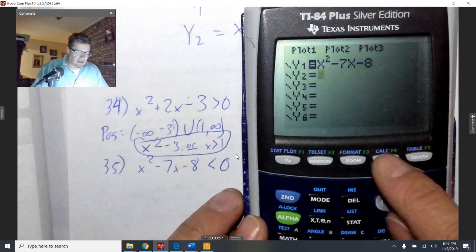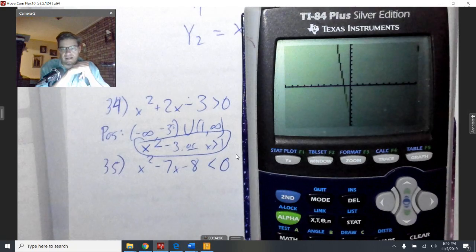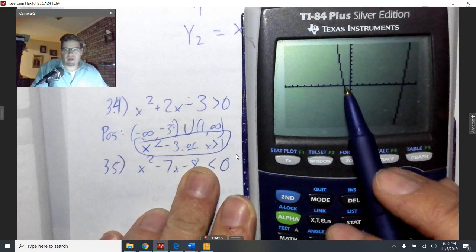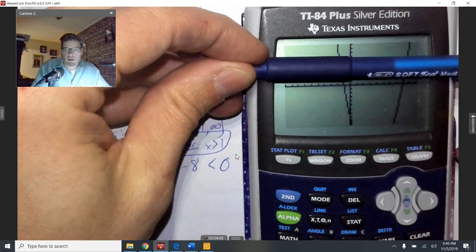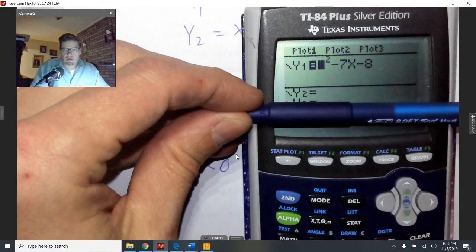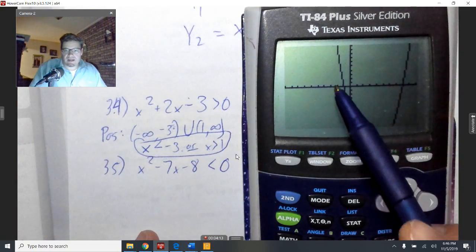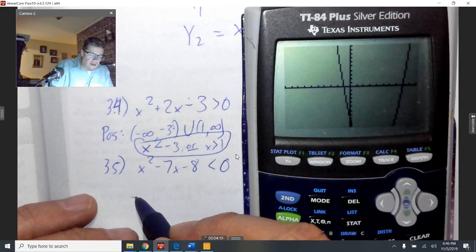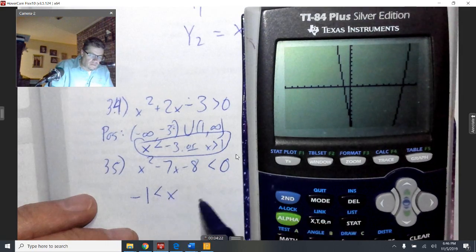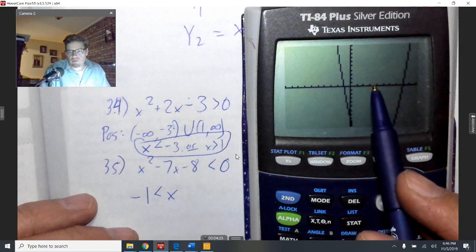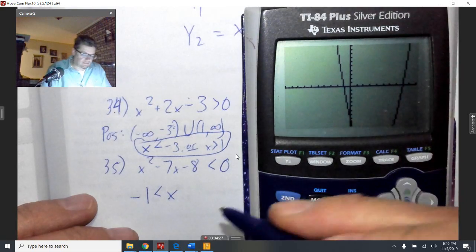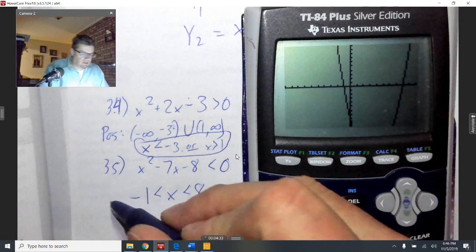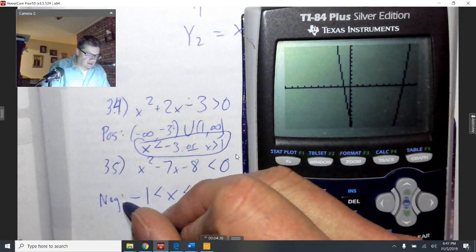All right, so it looks like I'm going to do a zoom standard, and let's see if my graph fits on here. Okay, perfect. So it looks like I'm looking for everything negative, and that's everything below the x-axis this way. Okay, graph. I notice that it's between these two places, so it looks like from negative 1 all the way to 8. Here we go. That's my final answer. That is where I am actually negative, along that interval.